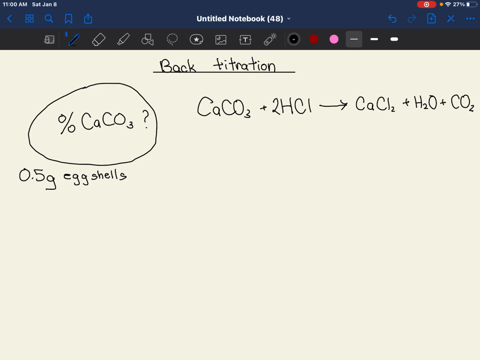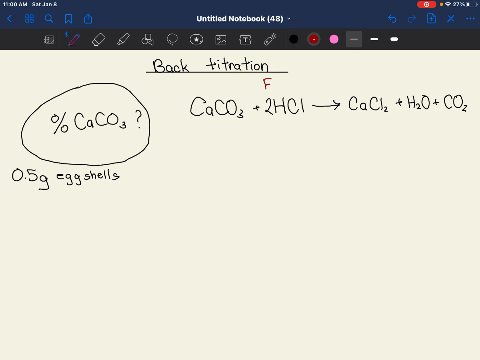or else you're going to run into a lot of problems. Now, one thing you have to make sure of when you're doing a back titration such as this one is that HCl has to be in excess. HCl has to be in excess. So how do you ensure that? Well, I guess you can ensure that by using a high concentration and maybe a lot of volume of it.